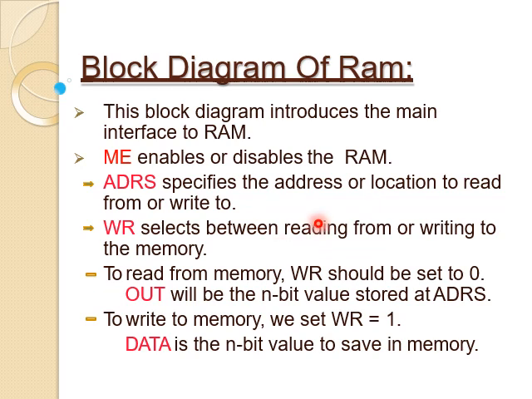So your read or write input selects between reading from or writing to the memory. To read from the memory, your read or write input should be set to 0, as we have seen in the previous slide. Set to 0, and out will be the n-bit value stored at the address lines. To write into the memory we need to set read or write equal to 1, where data is the n-bit value to save into the memory.